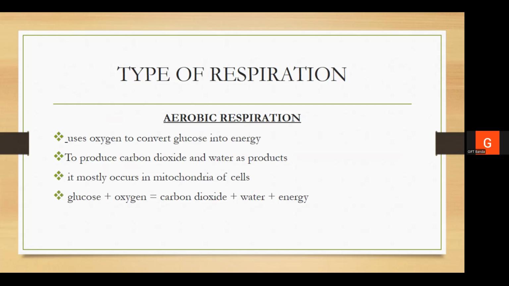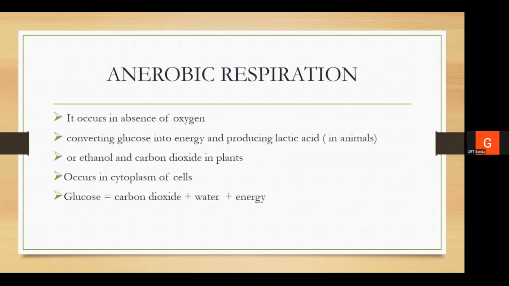The other type of respiration that we are going to look at is the opposite of this. In this case, it is anaerobic respiration. This one occurs in the absence of oxygen, meaning the other way around. In animals, it produces lactic acid, and in plants, alcohol and carbon dioxide. It mostly occurs in the cytoplasm, where chemical processes take place. In this case, glucose will be broken down into carbon dioxide, water, and energy.